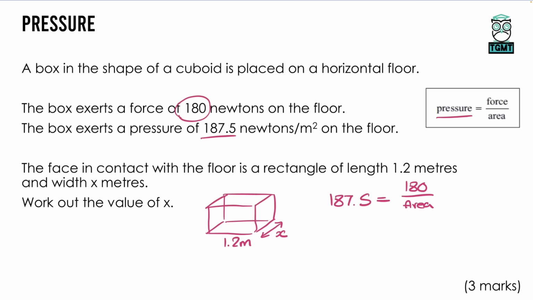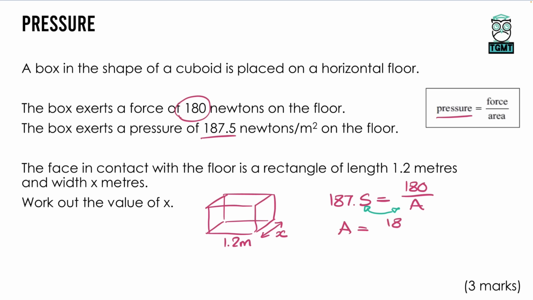Now, when we have things like this, these can just be switched over. Now, there is a process to that. You multiply the area to the other side. Let's call the area A, and then you would divide 187.5 back to the other side. But you can get away with this quite quickly just by switching them.